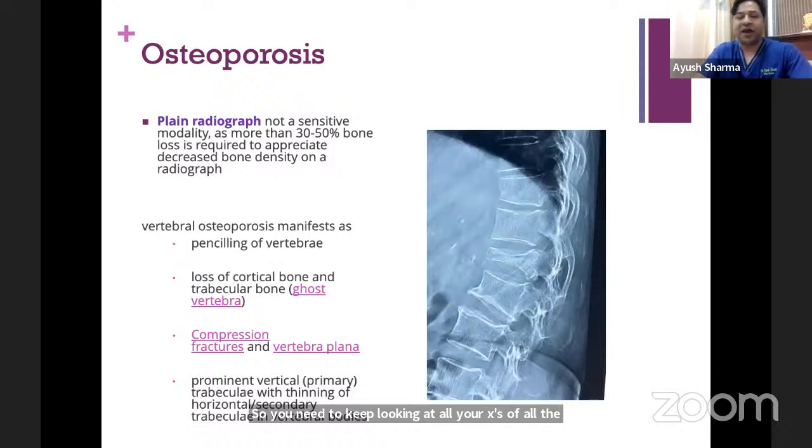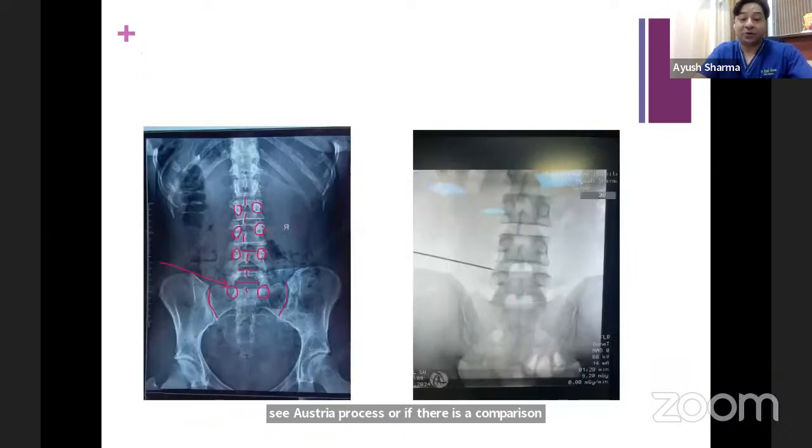Osteoporosis is a bit difficult to diagnose with X-ray. It has to be 30 to 40% of the bone involvement before you can see it. But if you see this looks like a ghost vertebra, meaning the vertebra has lost its cortical and trabecular pattern, that is when you can see osteoporosis. Or if there is a compression fracture, you can diagnose osteoporosis.